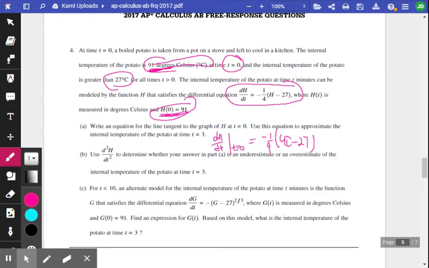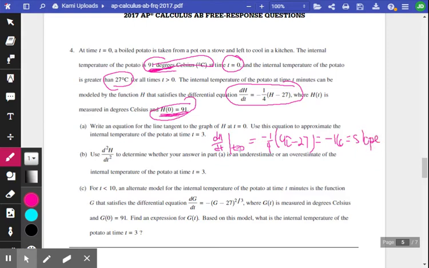No, I'm sorry. Okay, already tongue-tied. Because this is dh/dt, that is the rate at which the temperature of the potato is changing when time is 0. We start at 91 degrees. So this value is -16. This is the slope.